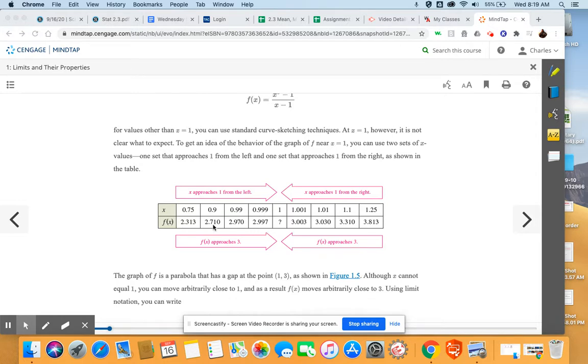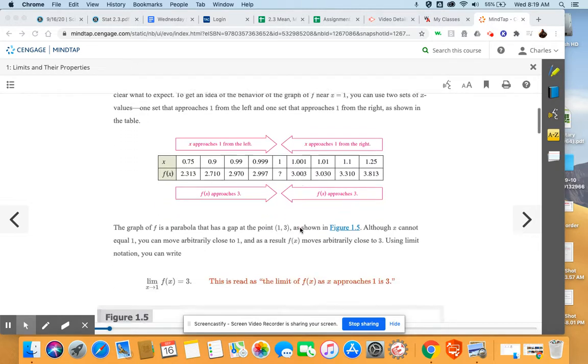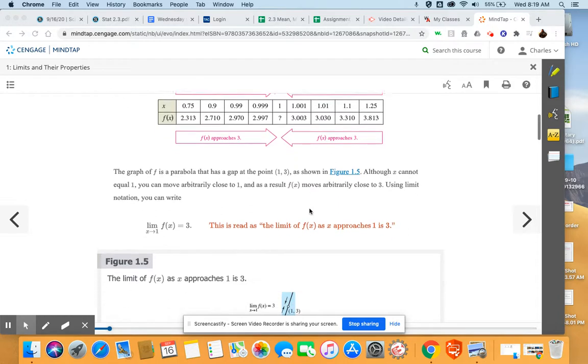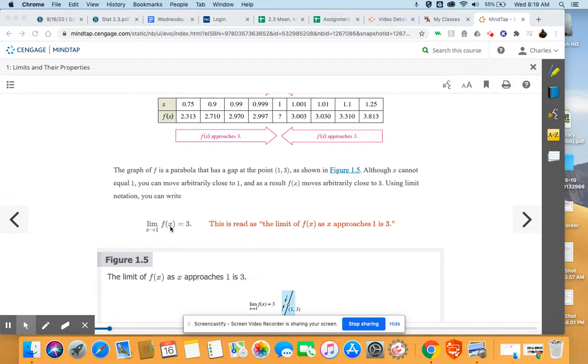And we could see, as we get closer from this side, it gets closer to a value of 3. And we see the same behavior from this side. And so we say the limit of our function f of x as x approaches 1 is equal to 3. We're predicting what value would fall there.